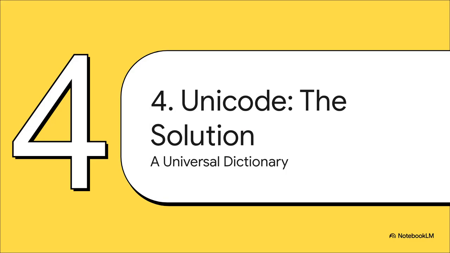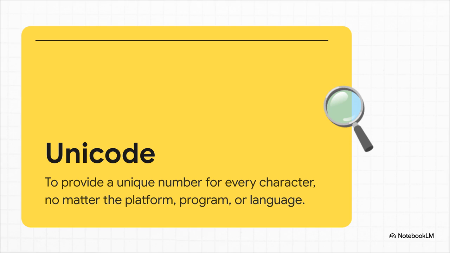But, you know, out of all that chaos, a really, really brilliant and ambitious idea started to form. A plan to fix this problem once and for all. It was called Unicode. Okay, now this is super important to get. Unicode itself isn't an encoding method. Think of it more like a giant universal dictionary. Its goal was simple but massive.